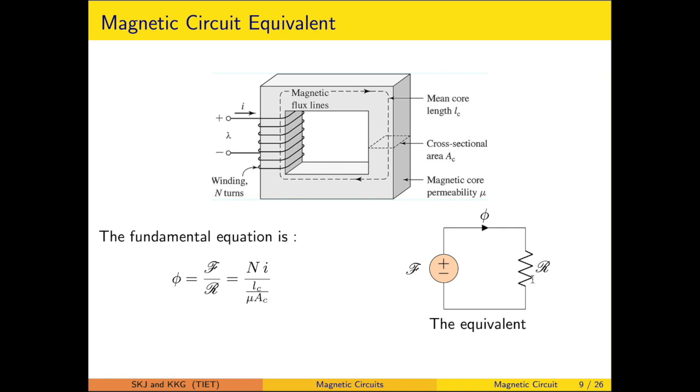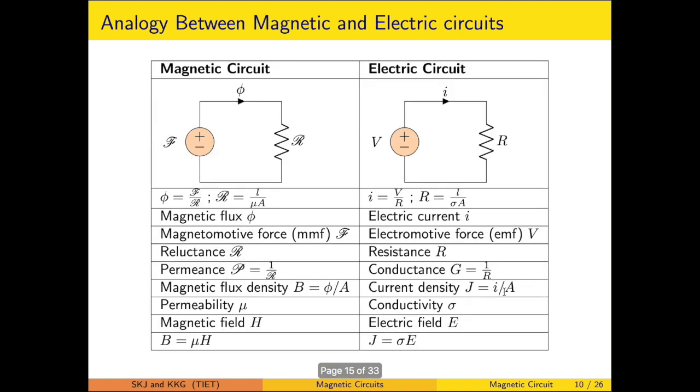Now what we see is that this is exactly the representation of an electric circuit where a resistance is supplied by a voltage source. That gives rise to the analogy between the magnetic and the electric circuits. These two circuits are equivalent. So you can easily correlate that flux is analogous to the current I, mmf is analogous to the voltage V, and reluctance is analogous to the resistance.